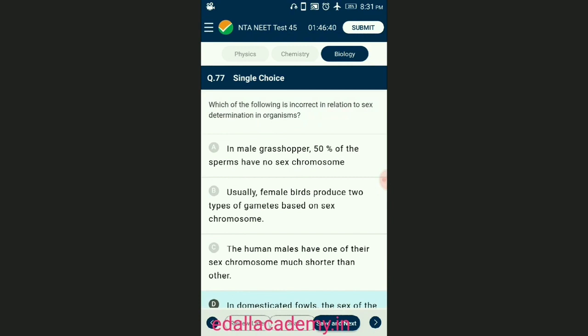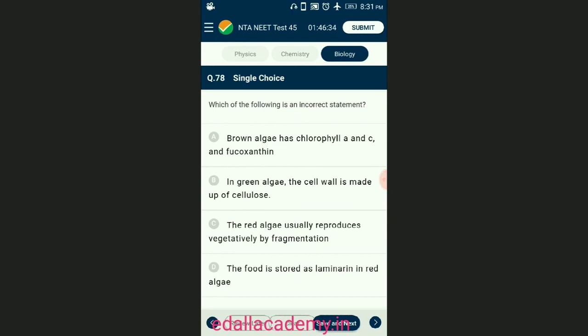Question number 78. Which of the following is an incorrect statement? Red algae store food in the form of Floridean starch. Red algae lack any specialized asexual spores, thus they usually reproduce by fragmentation. Brown algae store food in the form of mannitol and laminarin starch. So the answer for this question is option D. The food is stored as laminarin in brown algae, not red algae. So that is the incorrect statement.